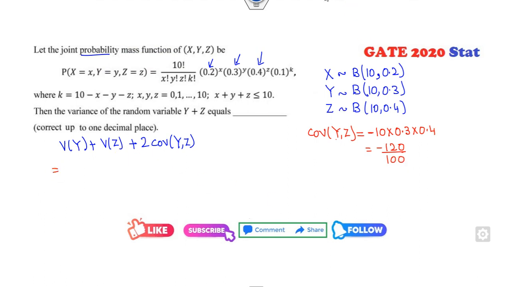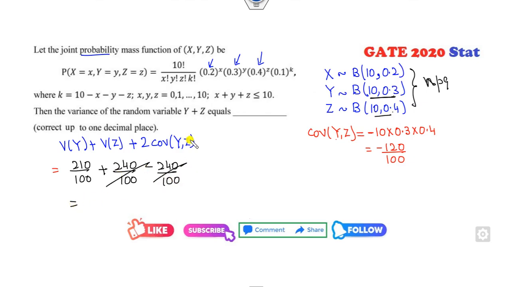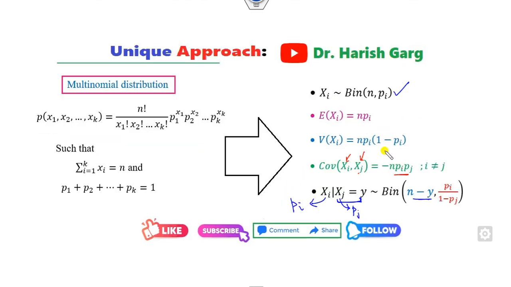So what is the variance of y? Since it is a binomial distribution, the variance of y is npq. For y, it is 10, 0.3 and 0.7, so 210 over 100. For z, n, p and q are 10, 0.4 and 0.6, so it's 240 divided by 100, plus 2 times minus 120 over 100. So the right answer is 2.10. How many seconds are needed? A maximum of 15 seconds if you remember my shortcut tricks.